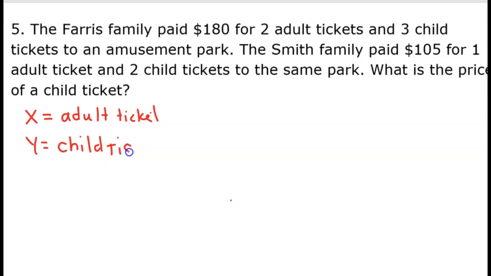Now, I assume that you don't want to copy all of that down, so let's underline the important part, and that's what you can write down. This much for 2 adult tickets and 3 child tickets. You don't have to write the whole thing down, but write down the underlined part, because that's what makes the equation. And the second family has $105 for 1 adult ticket and 2 child tickets.